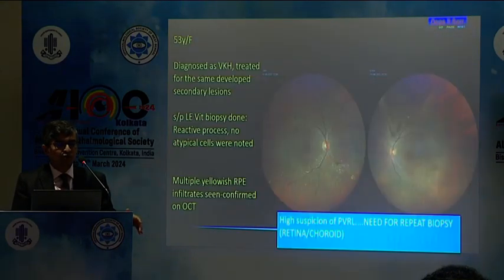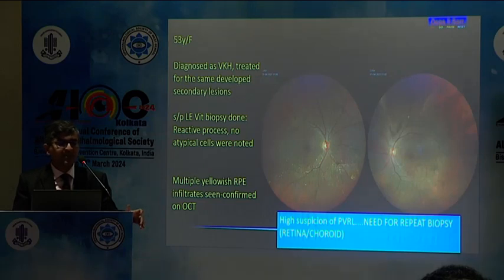Last, I am just going to show one case about VKH. This was from the UVIT clinic. Patient was already diagnosed with VKH. Multiple vitreous biopsies were done. However, every time it showed inflammatory precipitates or inflammatory debris and no atypical cells were seen. OCT again showed some kind of infiltration in the sub-RPE space.